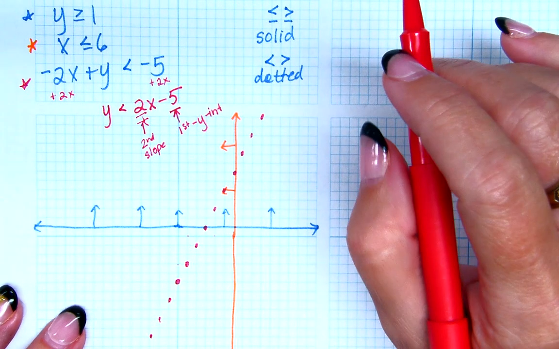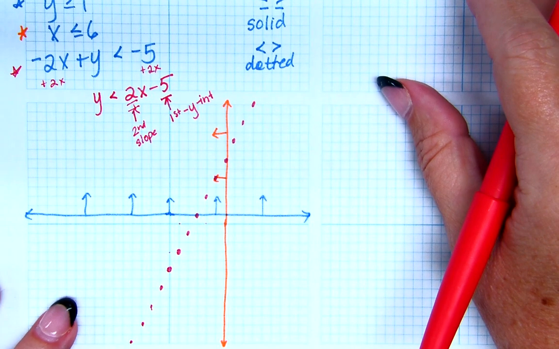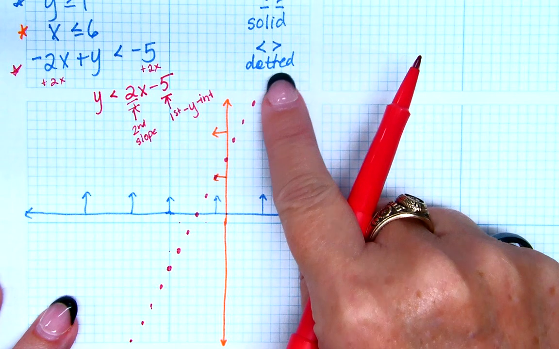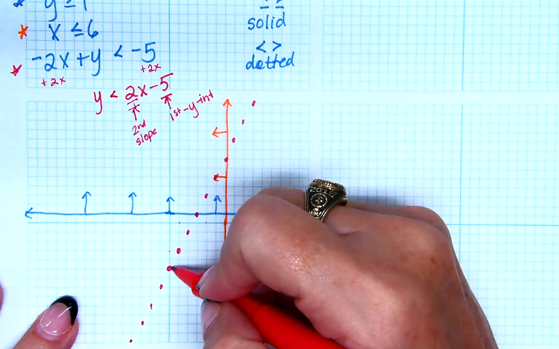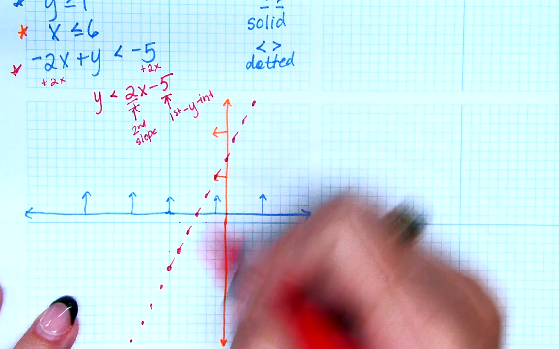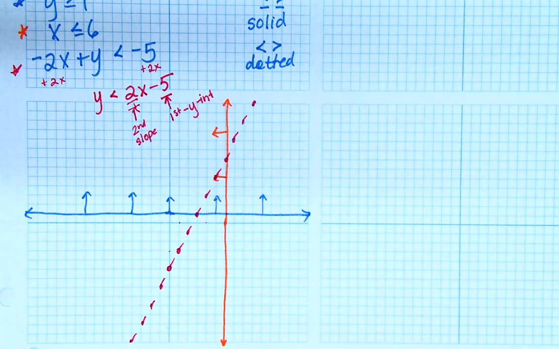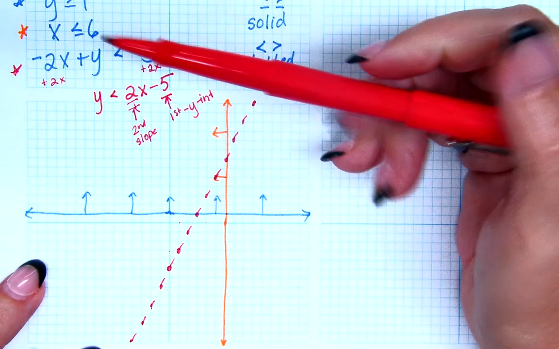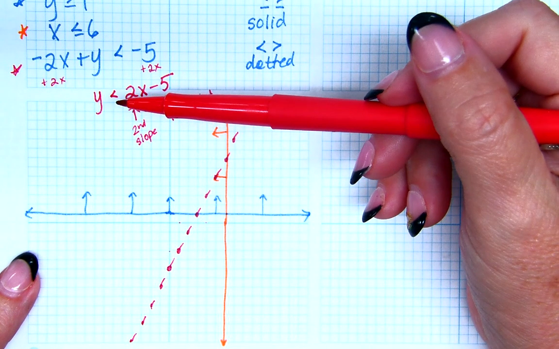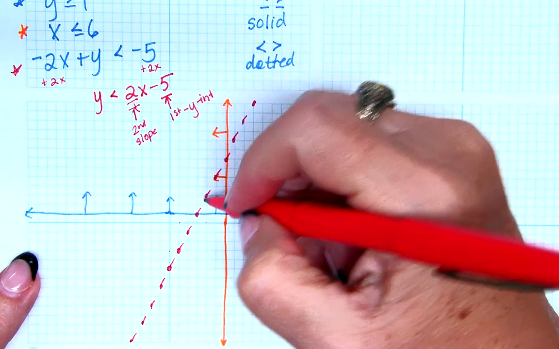Now before I draw the line, I recognize what? It is dotted, yeah. Now when it comes time to shade this line, it is less than. So am I shading above the line or below the line? Below. Below.